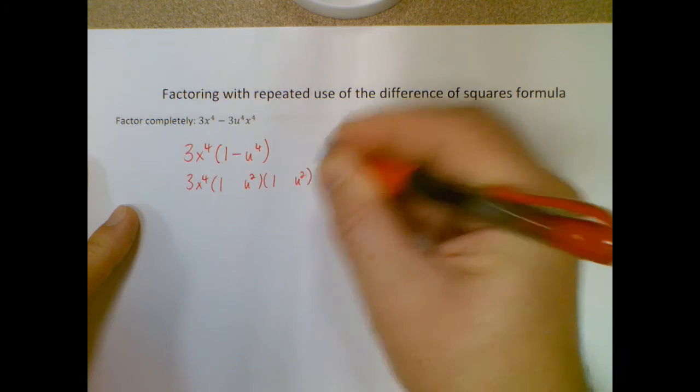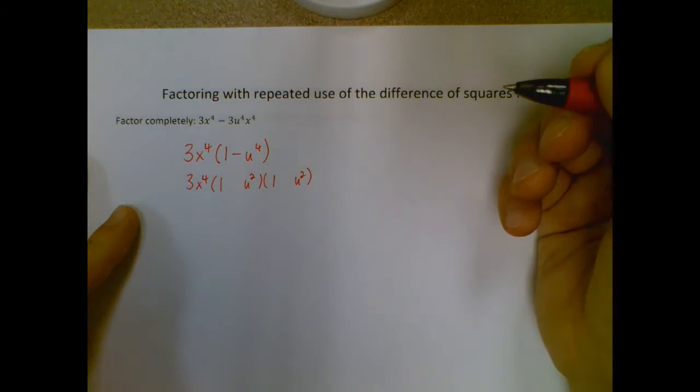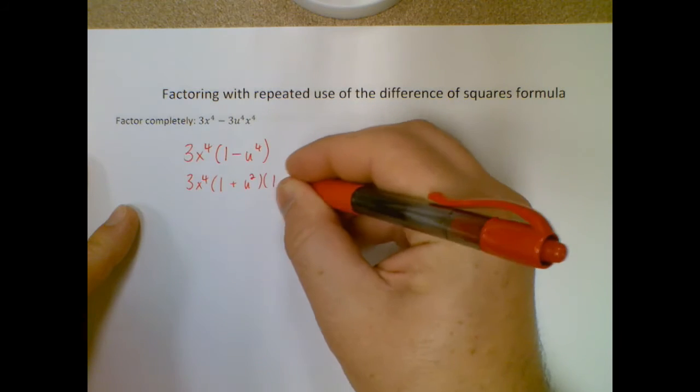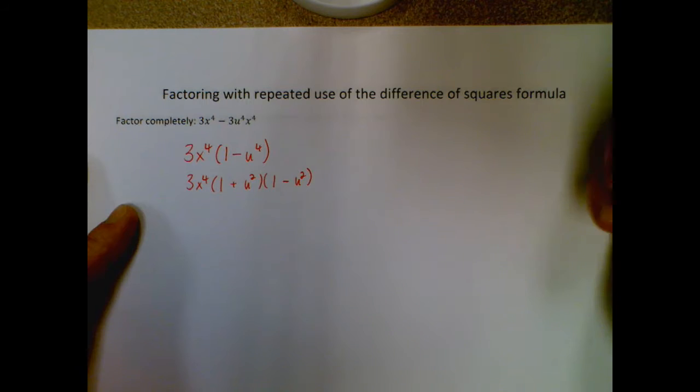Remember, anytime you have a variable, you're just cutting that exponent in half. So 4 divided by 2 is 2. One of these is going to be addition, and one will be subtraction. This is a lot of the times where you would stop.